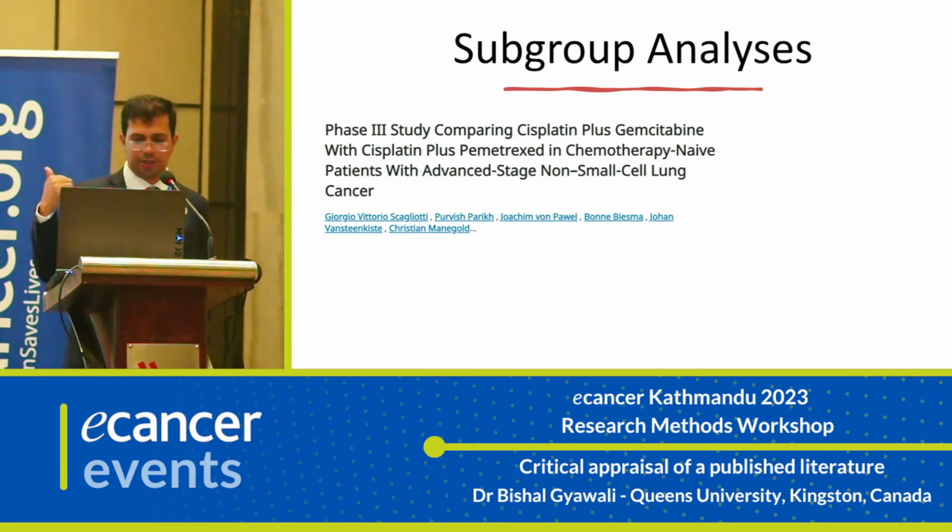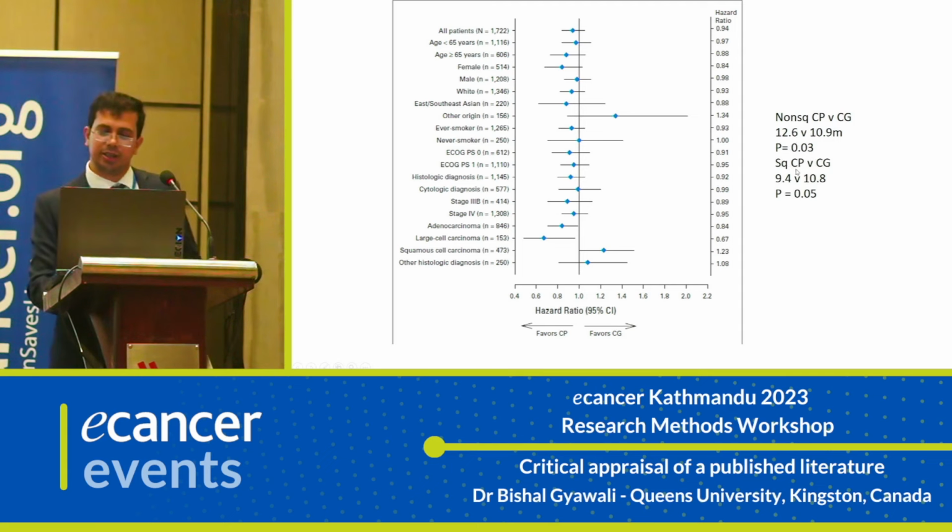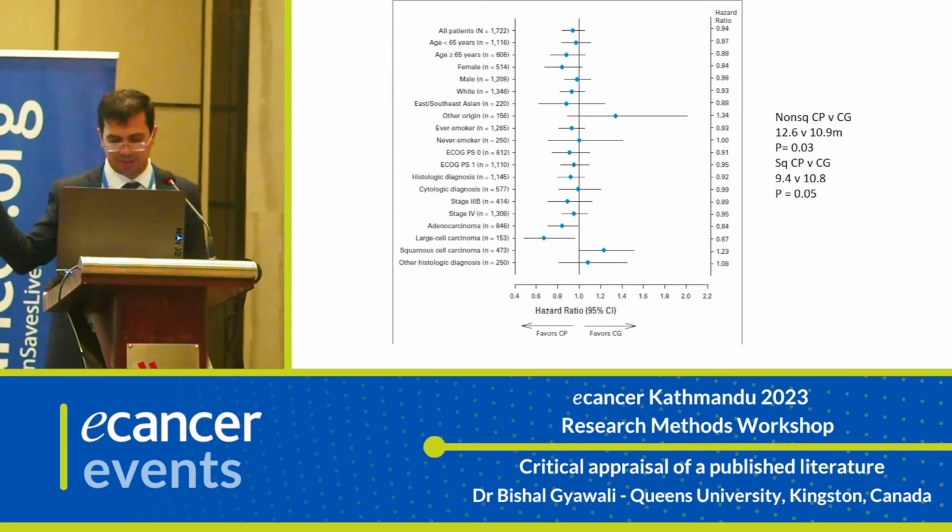But it was based on this particular trial, and these were the results. So the left side, it favors CP, which is cisplatin plus pemetrexed. Right side, CG is cisplatin plus gemcitabine. But if you look at all the subgroups that they have done, almost everything is touching the middle line. That means there is no big difference, except for these couple of lines that are barely touching it. And they are highlighting this. Non-squamous is adenocarcinoma. Non-squamous, pemetrexed seems to be better than gemcitabine, p-value of 0.03. Squamous, gemcitabine seems to be better, p-value of 0.05. So this changed the guidelines.